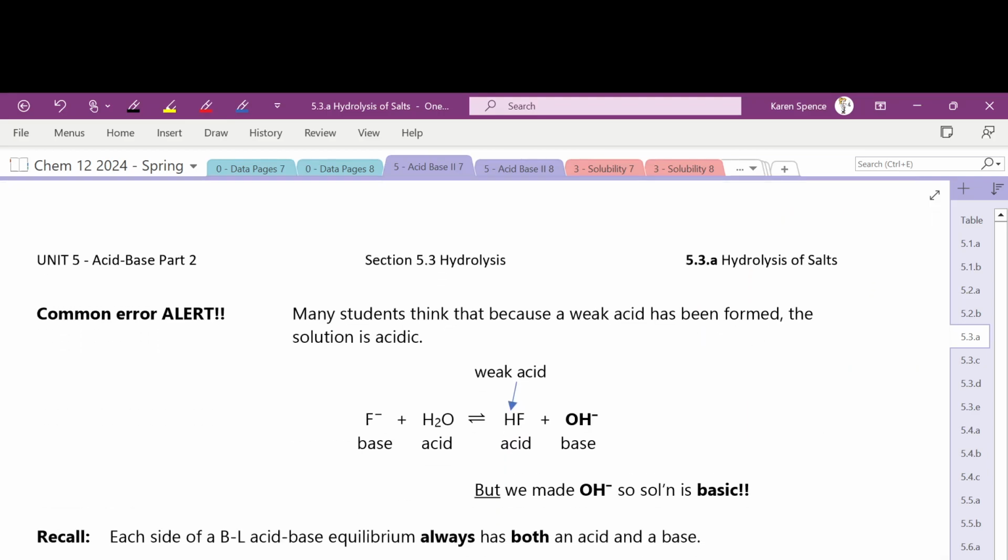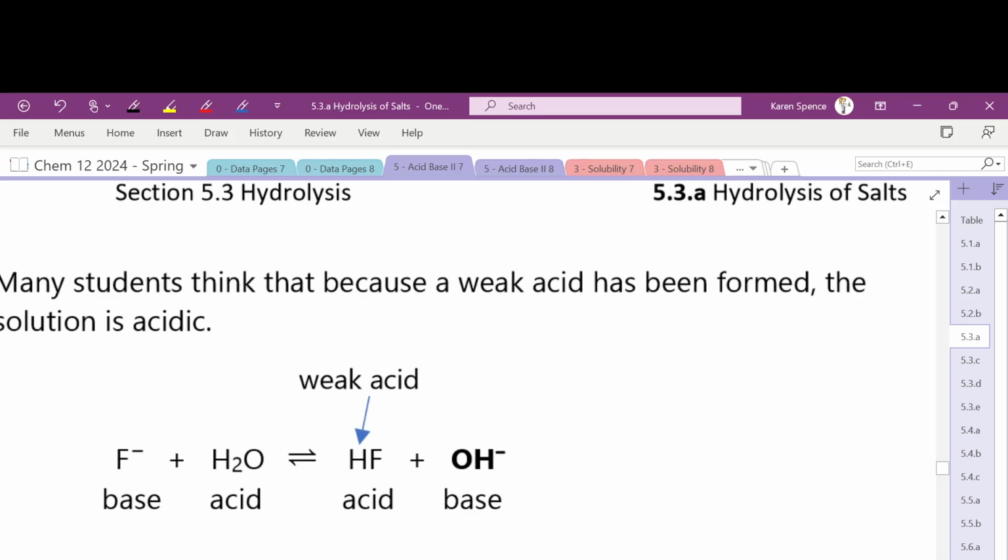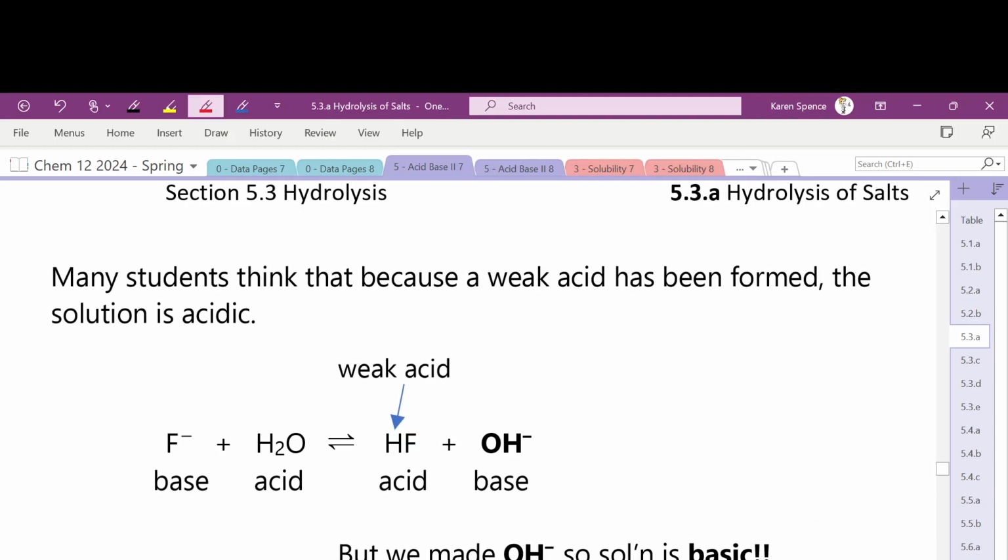Common error alert. Many students think that I've formed a weak acid, so therefore the solution is acidic. Except that every side of an acid-base equilibrium has both an acid and a base. The acidity or basicity depends on whether you have OH- or H3O+. So don't worry about did I form an acid, did I form a base? No. Look for OH- or H3O+ to decide.